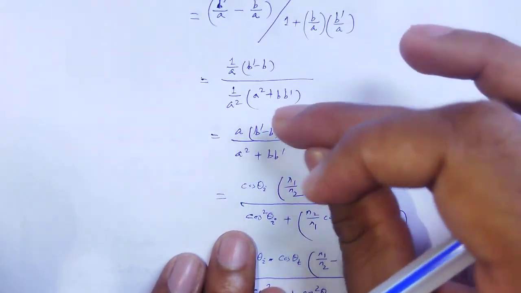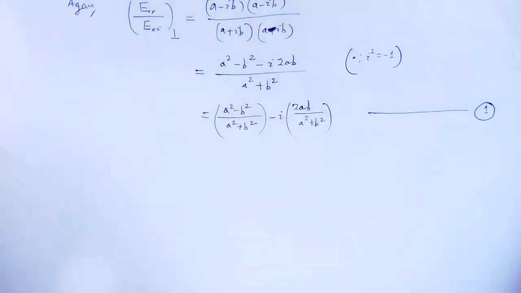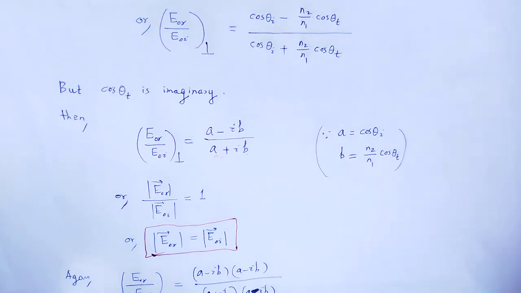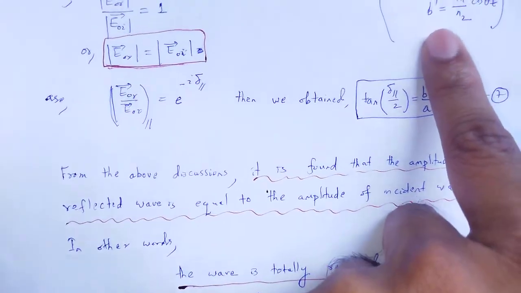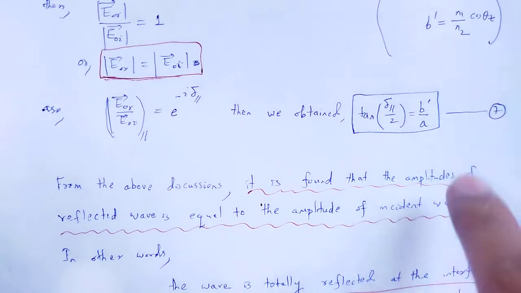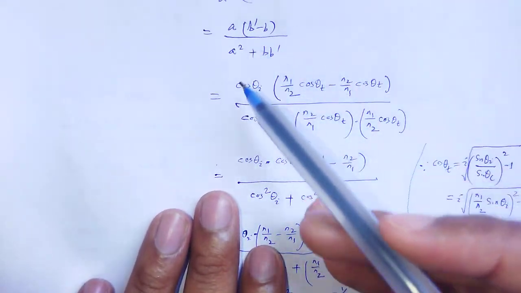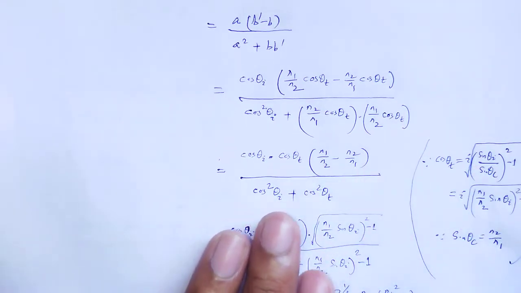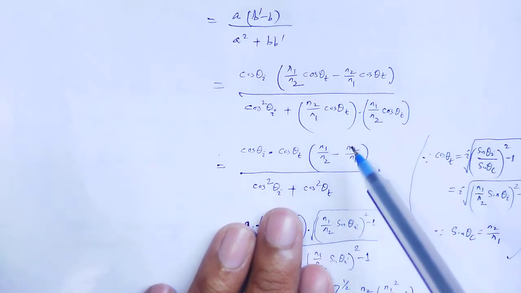Then the values of A, B and B dash are substituted. What are these values? As we say, A is equal to cos theta I, B is equal to n2 by n1 cos theta t, and B dash is equal to n1 by n2 cos theta t. These values are put here. Simply the values of A, B dash and B are put. Next line, cos theta t as common in the numerator side.